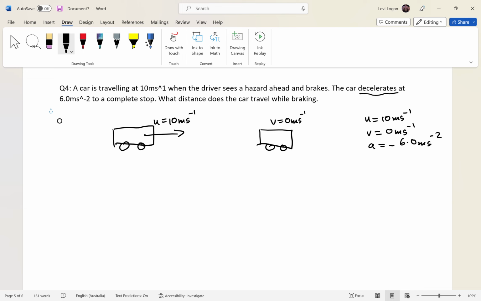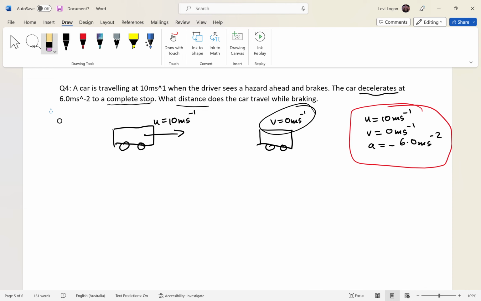So we have 3 of our quantities, so we can find what we're looking for. We're asking, at what distance does the car travel while braking? I got the final velocity is 0 meters per second because of a complete stop. It's traveling at 10 meters per second and it starts decelerating, slowing down at 6 meters per second squared to a complete stop. Complete stop means its final velocity is 0 meters per second. So that's where I got that from.